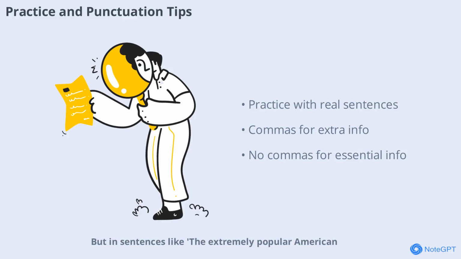But in sentences like the extremely popular American film Titanic was widely criticized for its mediocre script, no commas are needed since Titanic is essential to the meaning. Remember, if the appositive is not essential, use commas. If it's essential, skip the commas. Practicing with real sentences will help you master this rule and make your writing shine.